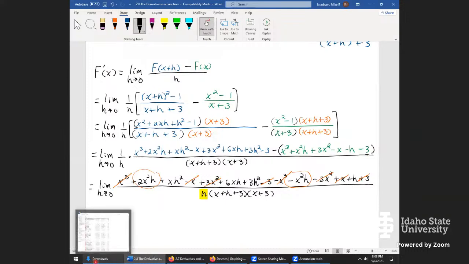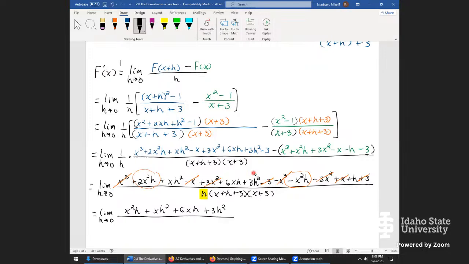So let me now write out the limit as h goes to 0. And let's see, what do we have for our survivors? I circled this one because it combines with that one. So 2x squared h minus x squared h gives us x squared h, plus x h squared. Skip a couple, plus 6xh. Then I think that's the last one, plus 3h squared. All of which is still divided by h times x plus h plus 3 times x plus 3.